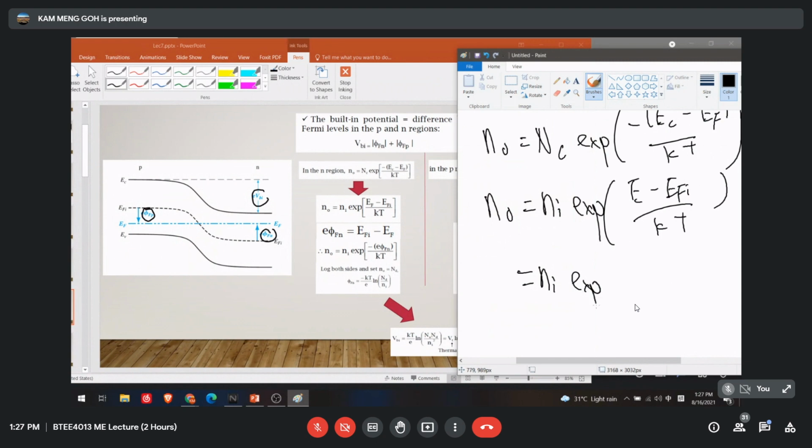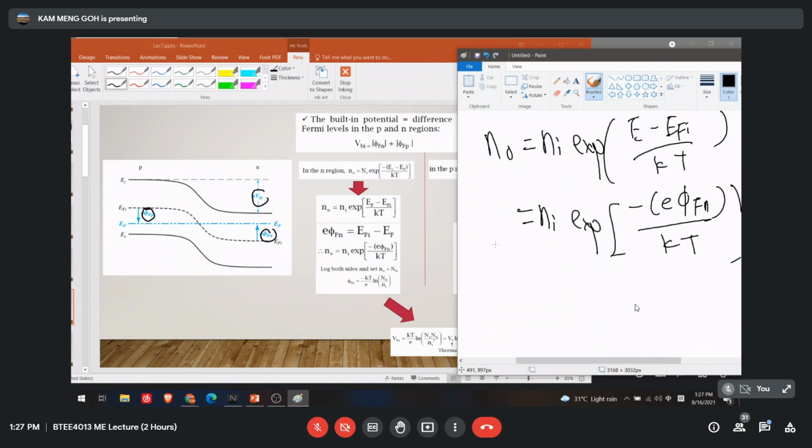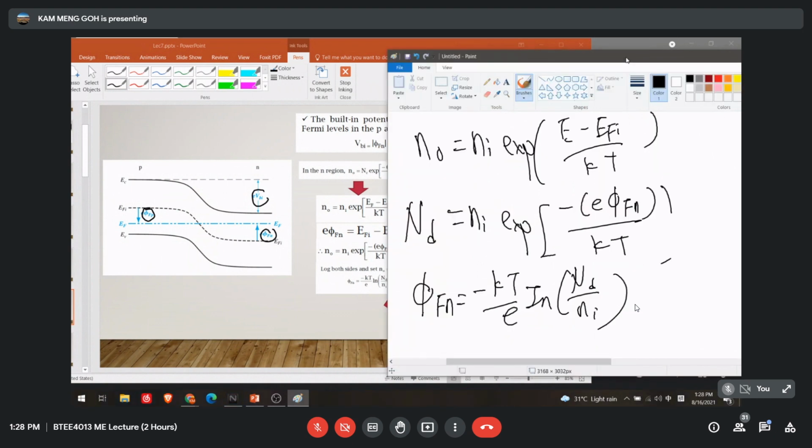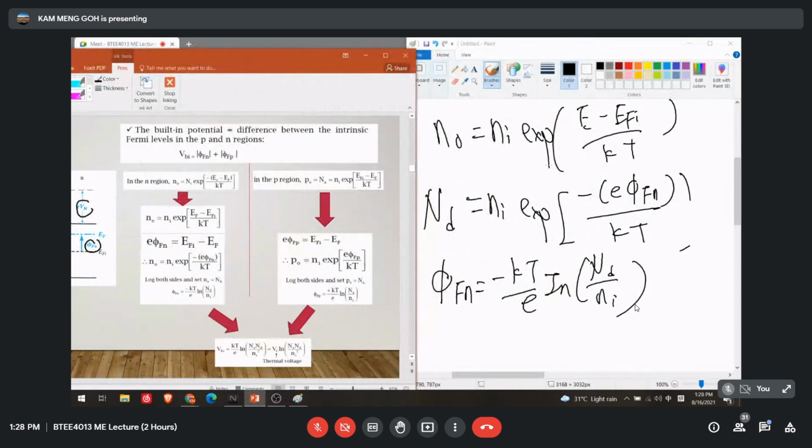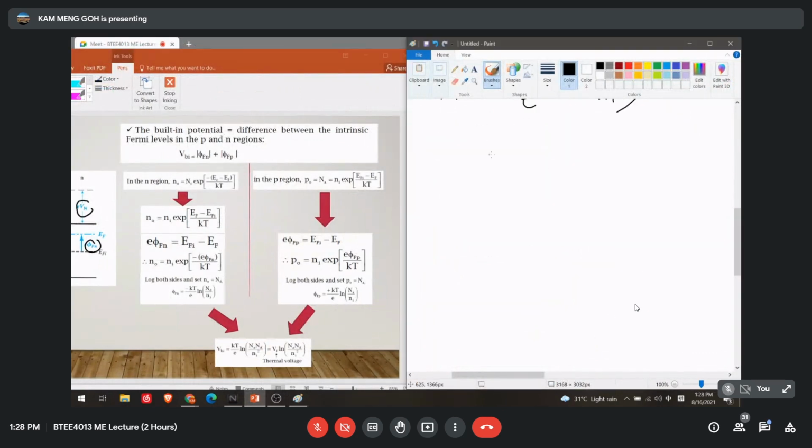Then we just need to replace the E Fn here with KT. Right now we set this NO to ND because it's the majority carrier, as we played around with last time. Moving everything over, we get KT over E, ln ND over NI. On the other side, we do the same thing using another formula, so we get FP equals KT over E ln NA over NI.